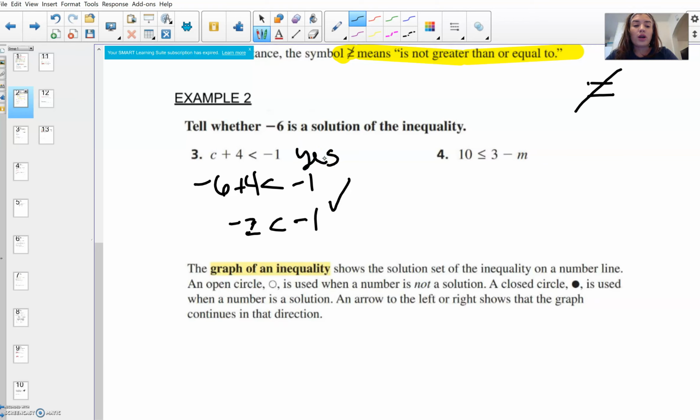For 4, you're going to plug it in. You're going to tell me if 10 is less than or equal to 3 minus negative 6.